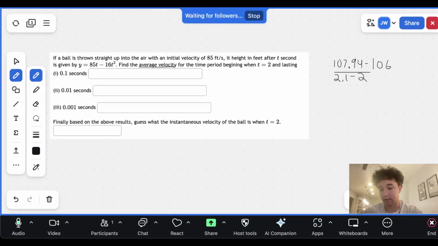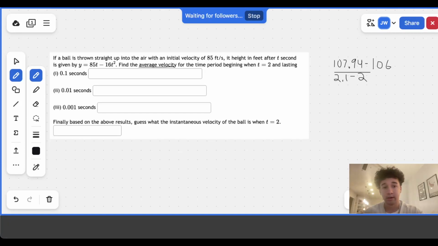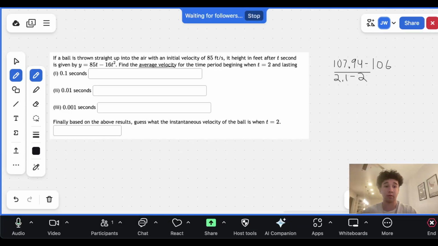Okay, so then I have 107.94 minus 106, which is 1.94, divided by 0.1, which is just a decimal move, meaning that our answer is 19.4. Okay, so right here, 19.4. Now for the rest of these, we're going to do the same exact thing. And I'm not going to bore you, so I'm just going to give you the answers for all of these. The next one's going to be 20.84. And then the final one here is going to be 20.984.